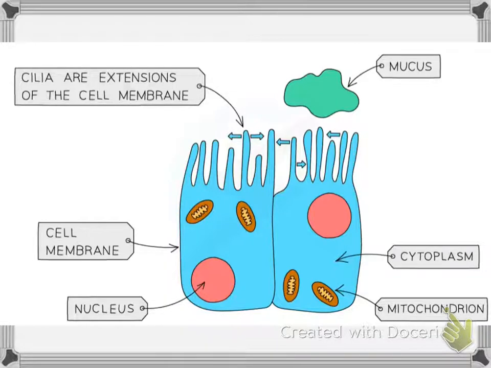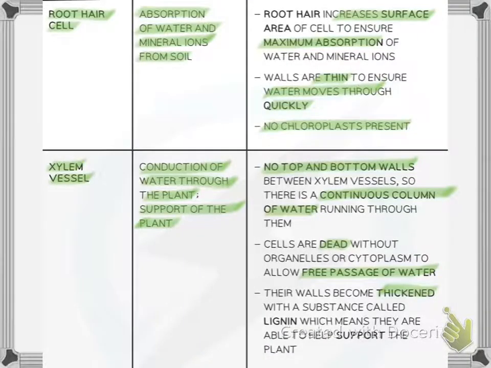This is a ciliated cell. That's the mucus. These are the extensions of the cell membrane. Then this is the cell membrane. This is the nucleus, the cytoplasm, then the mitochondrion. With a substance called lignin, that means that they are able to help support the plant.